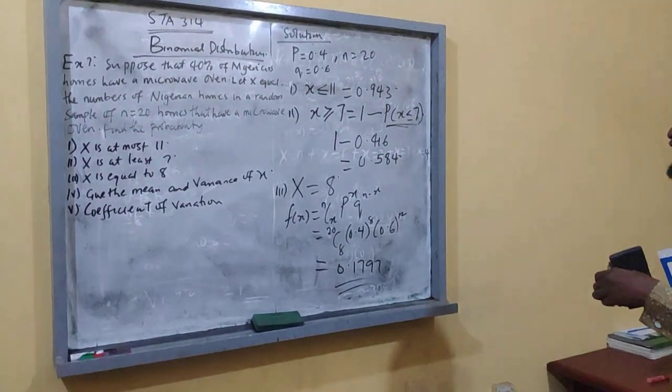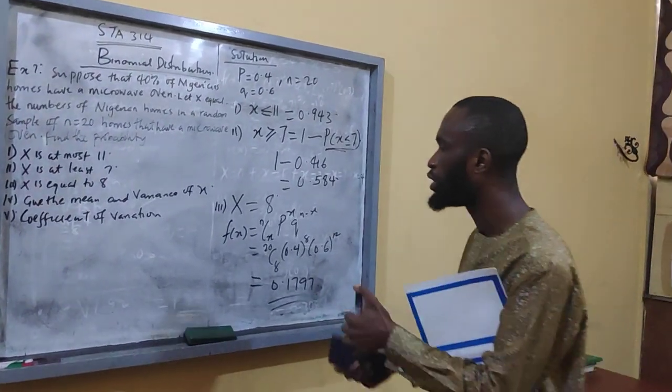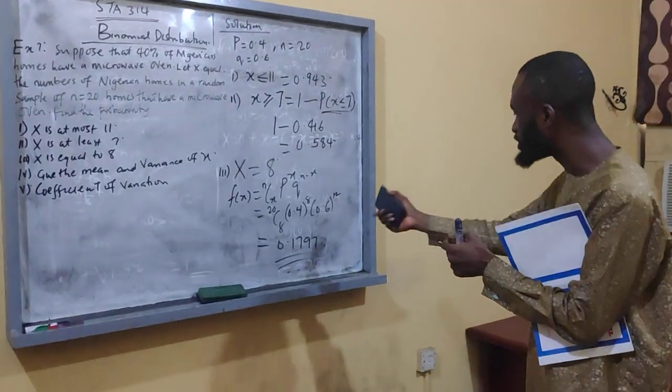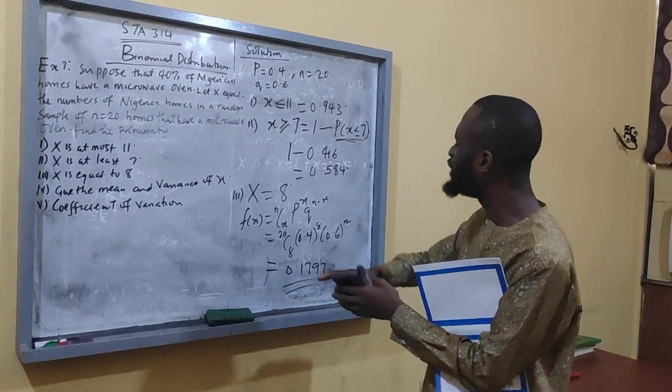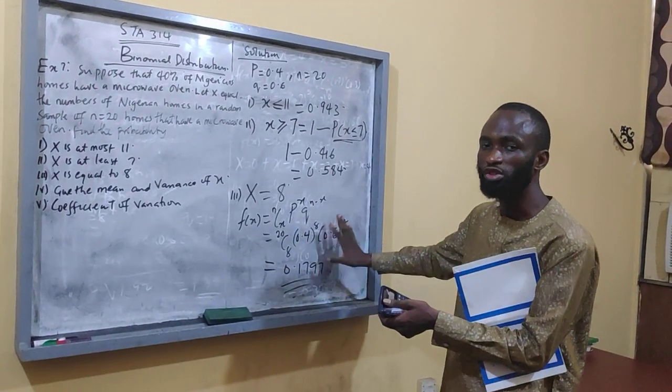It's very easy. You can do this with your calculator. You can also use the statistical table, but it's better you use the calculator. If it is an exact value, just use the formula.